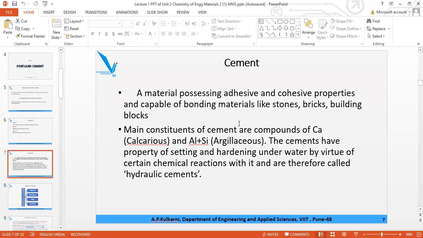Then next is cement. So as I have explained, it has an adhesive property and cohesive property.